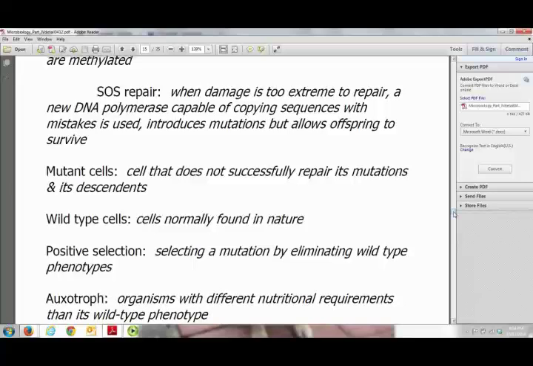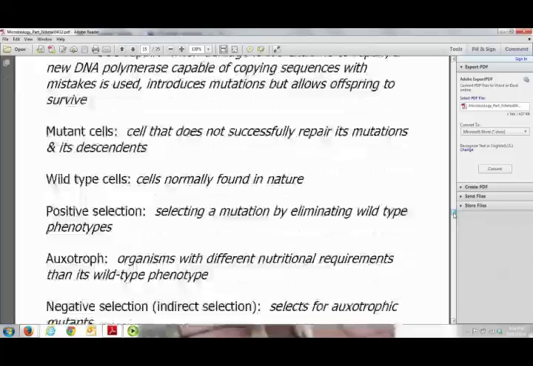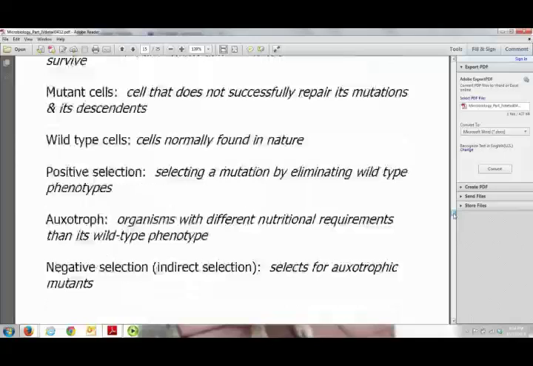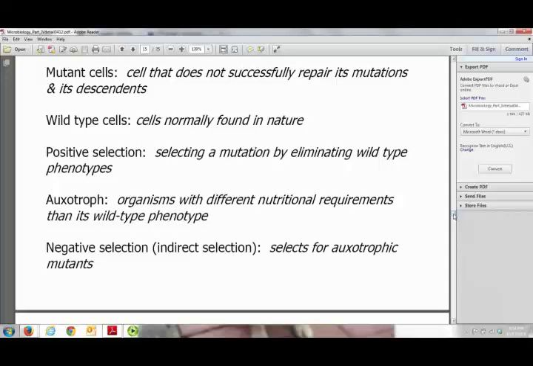So a mutant cell is a cell that does not successfully repair its mutations, and all of its descendants are also mutant cells. Wild-type cells are the ones that are normally found in nature, and they're assumed to be the ones without mutations. So when you do positive selection, you are selecting for a mutation by eliminating the wild-type phenotypes in your population.